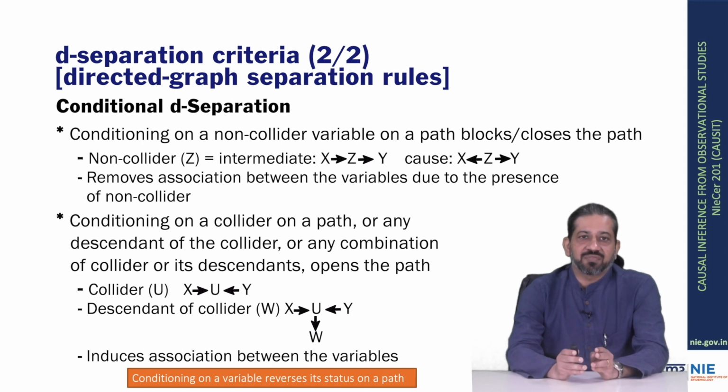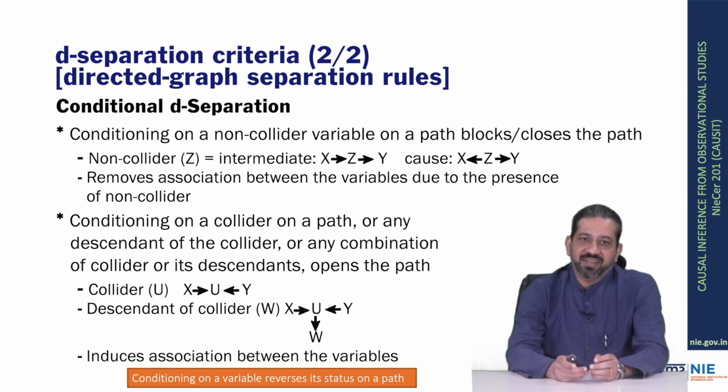In the case when Z is an intermediate, we would not want to do that, because one of the ways in which X causes Y is through Z, and hence conditioning on Z is not appropriate. However, when Z is a cause of both X and Y, XZY is a non-causal path, and we wish to close that non-causal path, and hence it would be appropriate to condition on Z in such a situation.